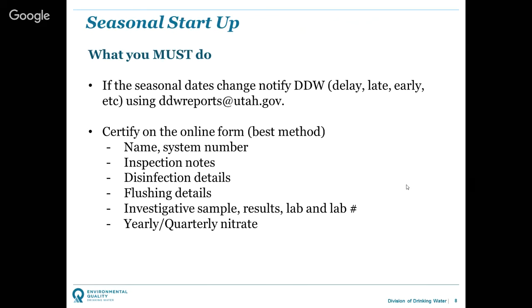So then this is what you have to do. You have to certify. We have an online form I'll show you, which is the best method, but you have to certify to us that you have completed the seasonal startup procedures. On the form you put the name of the person who did the seasonal startup procedures, the system number and name, the information, and then you do an inspection of the system.